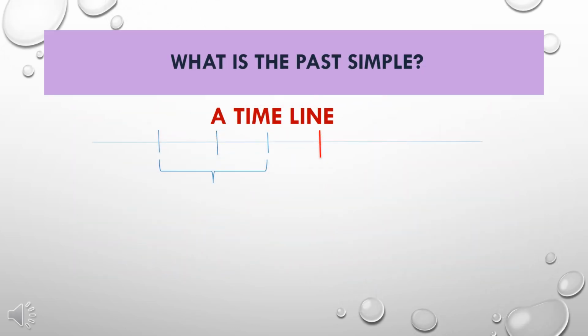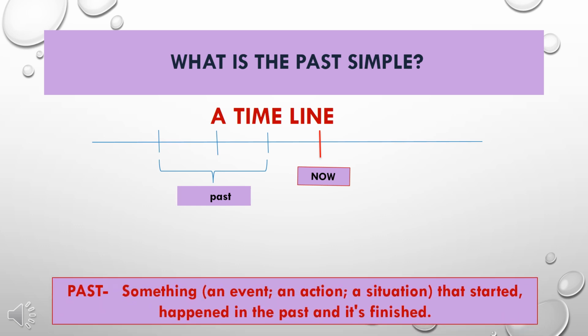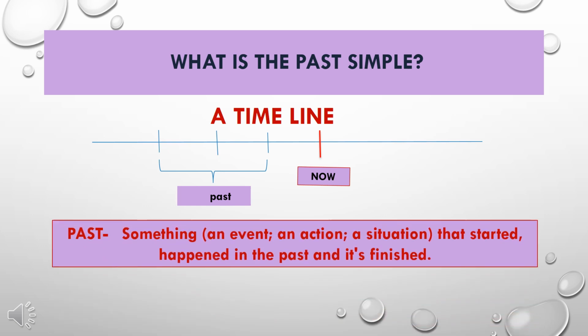First, my question: what is the past simple? Well, I'll show it on a timeline. As you can see, we have a red line which represents now, the present moment. For instance, I'm talking right now. But the other lines, blue ones, which are before now, are past. It's about something, an event, an action, or a situation that started, happened in the past, and it's finished.